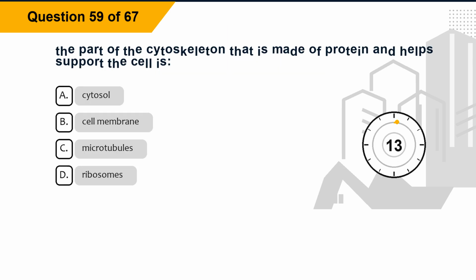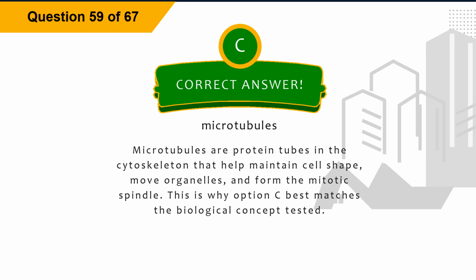Question 59. The part of the cytoskeleton that is made of protein and helps support the cell is option A, cytosol. Option B, cell membrane. Option C, microtubules. Option D, ribosomes. The correct answer is option C, microtubules. Explanation: microtubules are protein tubes in the cytoskeleton that help maintain cell shape, move organelles, and form the mitotic spindle. This is why option C best matches the biological concept tested.